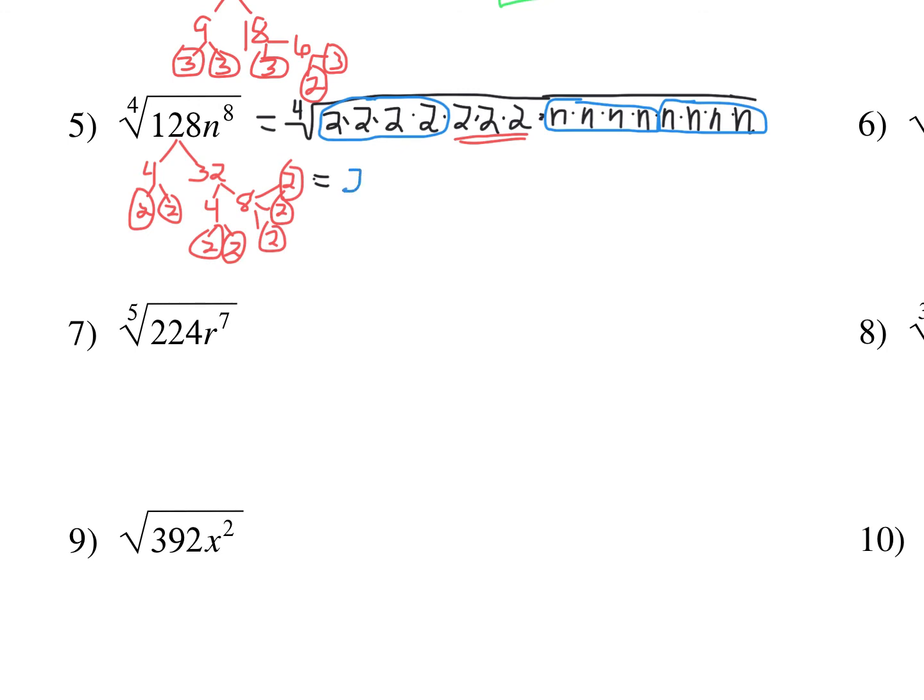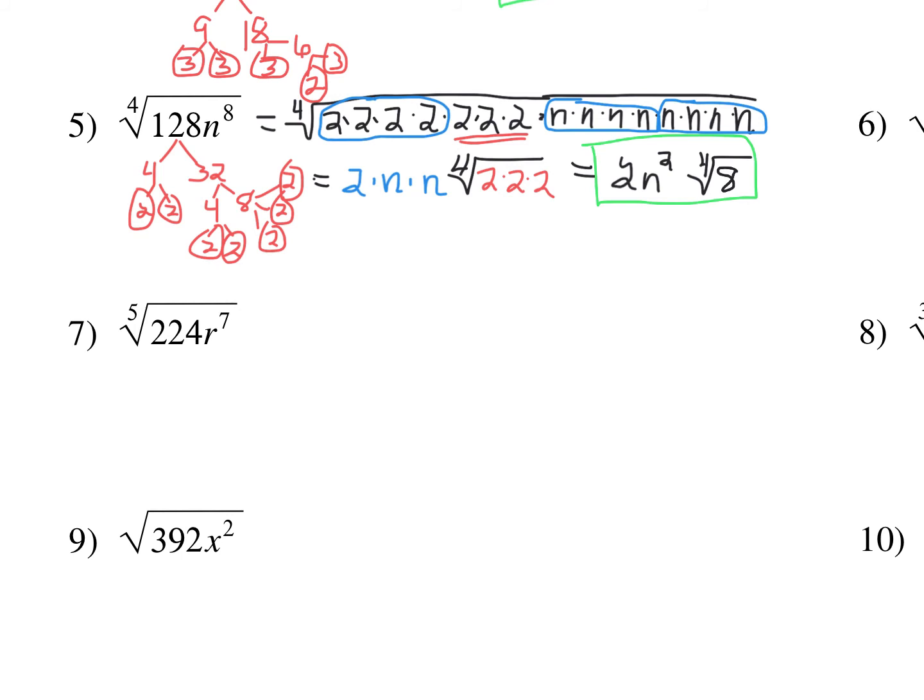So I have 2 times n times n, and then underneath my 4th root is going to be that 2 times 2 times 2. All right, so then I'm going to multiply everything together, and then I get 2 times n is going to give me 2n to the second. And then I have the 4th root of 2 times 2 times 2 is 8. So here is our answer, our simplified 4th root.